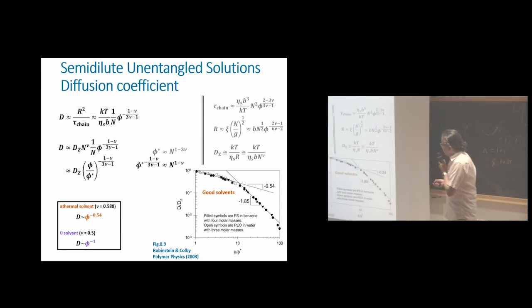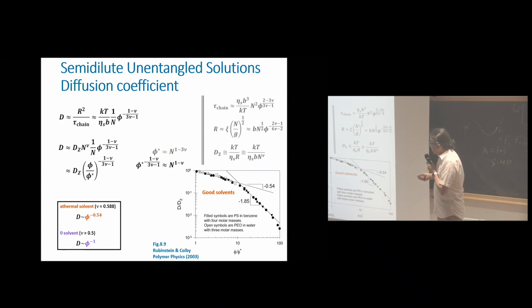Then the diffusion coefficient. The chain takes the chain relaxation time to diffuse at the length scale of its own size. This is the definition. Then the dependence on phi and tau chain has been shown; we just input everything here to get this relationship. I let you check the calculation later.